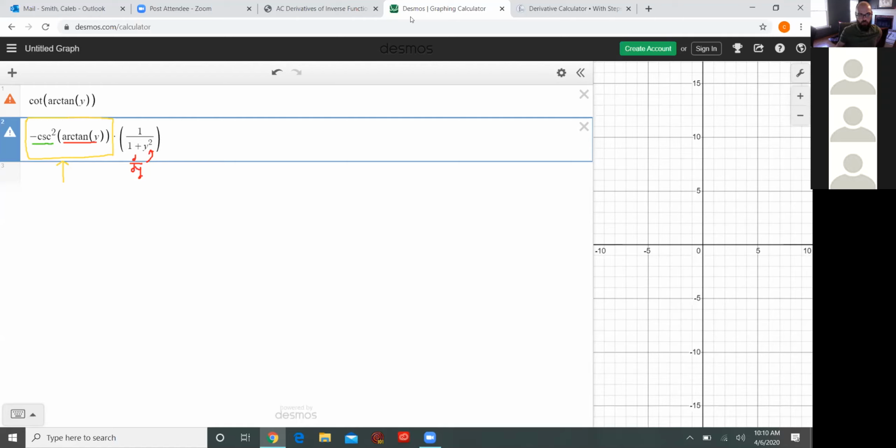But remember what I would do before I graphed it is I would change all of these to X's, just because of the way Desmos works. So I would graph it with this as an X, I would graph it with this as an X, and the X in the first one too, arctan X instead of arctan Y. That's right. So you would replace all your variables with X's, and that's going to make your graph over here work out better than with Y's.